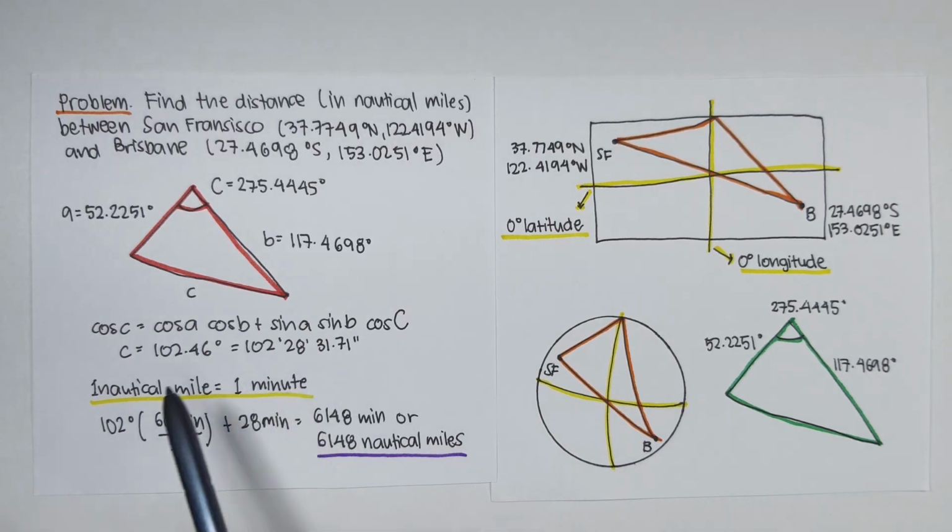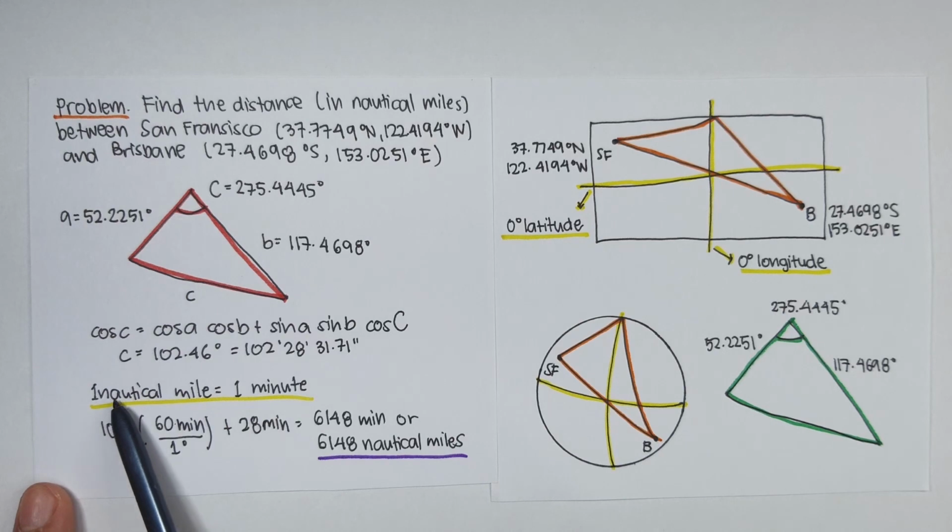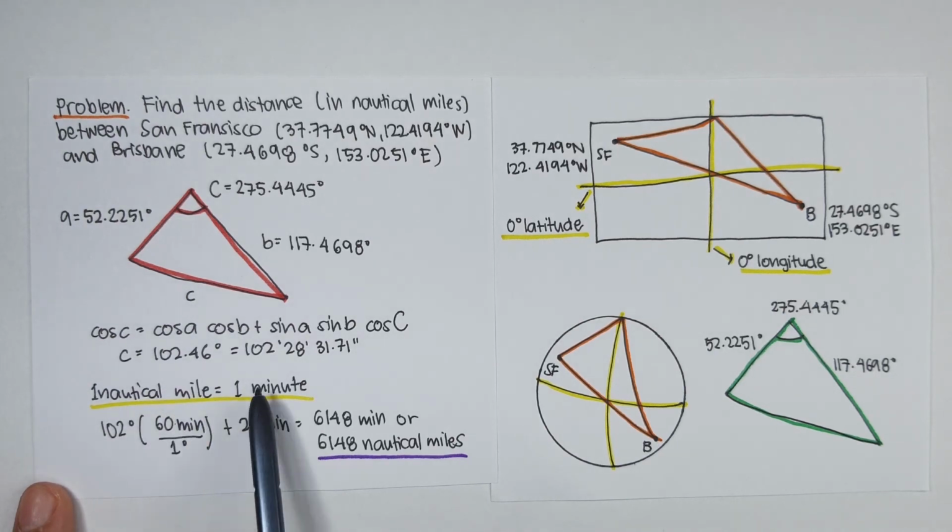And converting our answer to nautical miles, where 1 nautical mile is equal to 1 minute, so that is 102 degrees times 60 minutes per degree plus 28 minutes, that is equal to 6148 nautical miles.